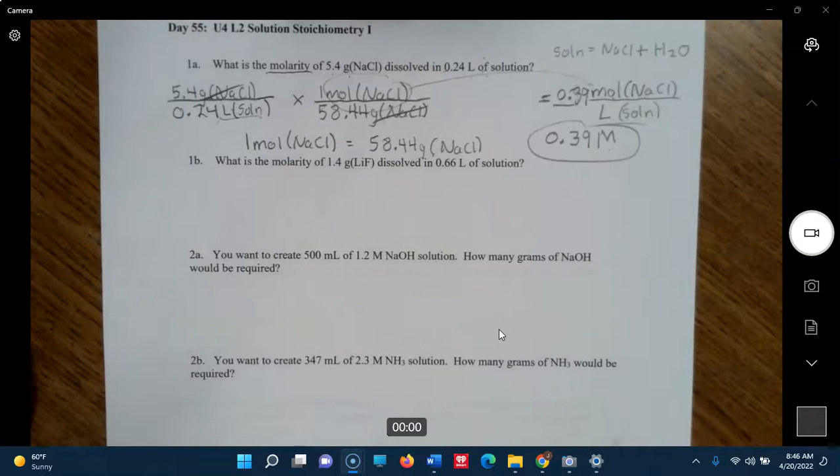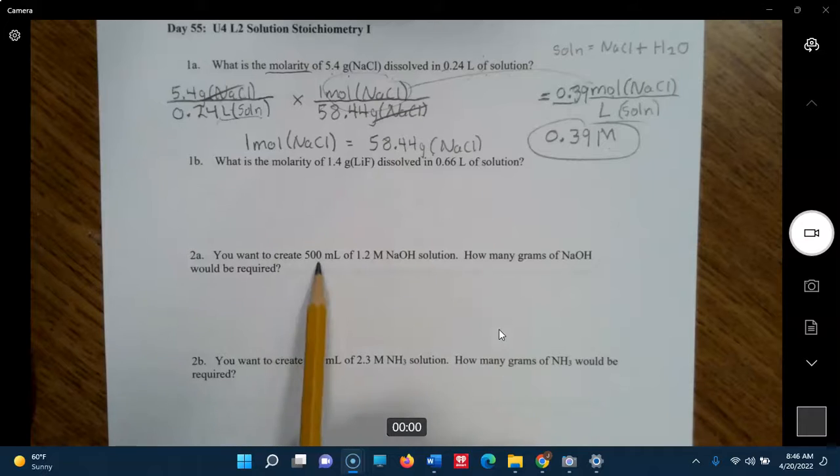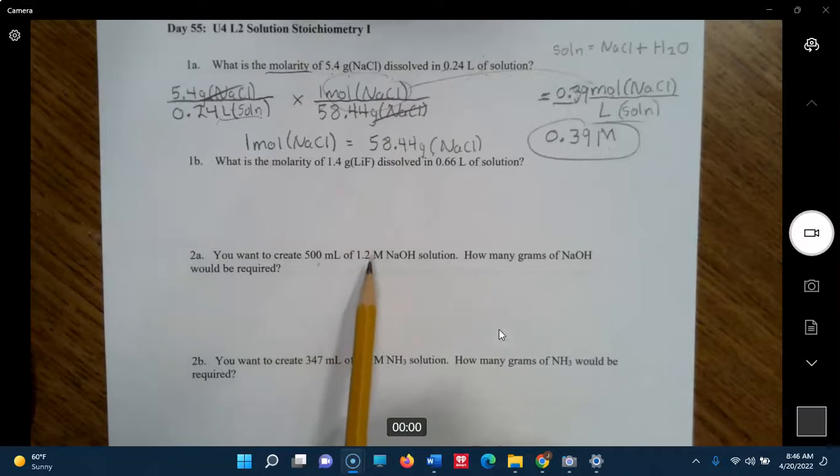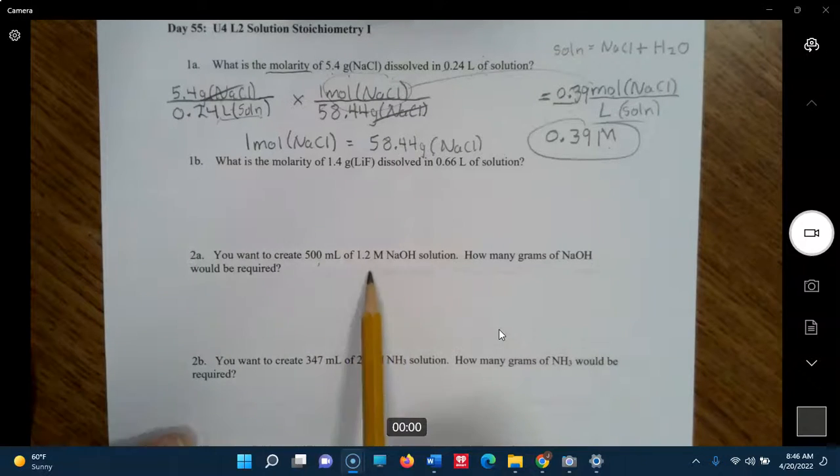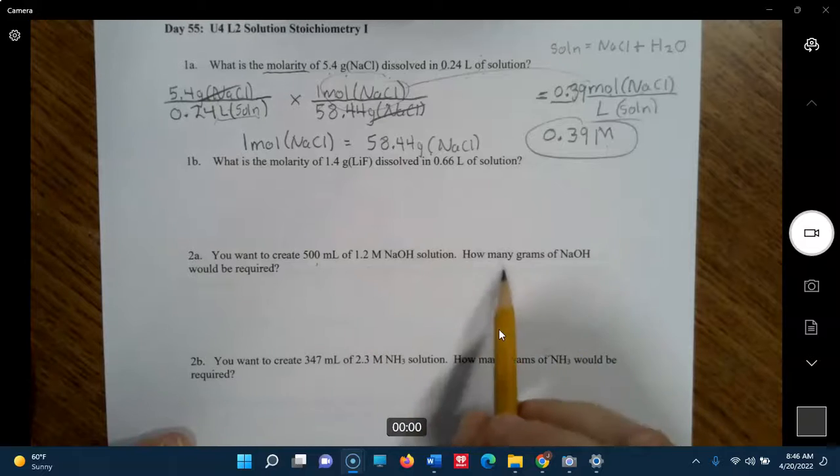You want to create 500 milliliters of 1.2 molar sodium hydroxide solution. How many grams of NaOH would be required? That's a very practical lab problem that you might have to do. You'd have to figure out how many grams you need if you want 500 milliliters and you want that concentration, okay? All right, so it's asking for grams.